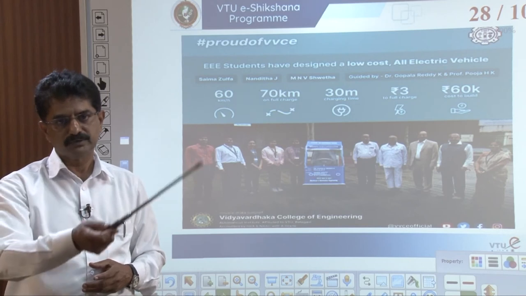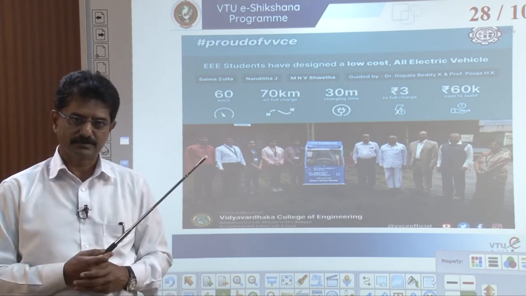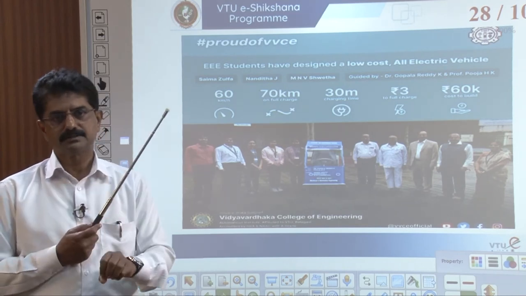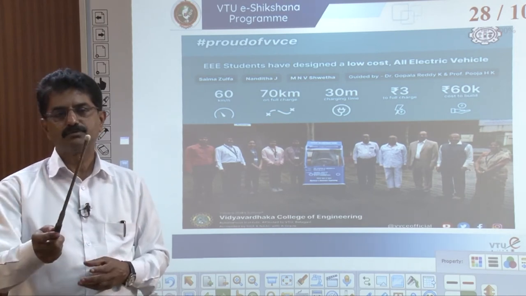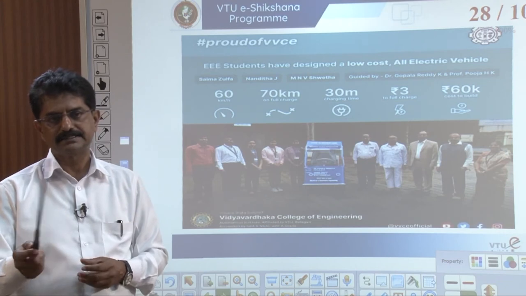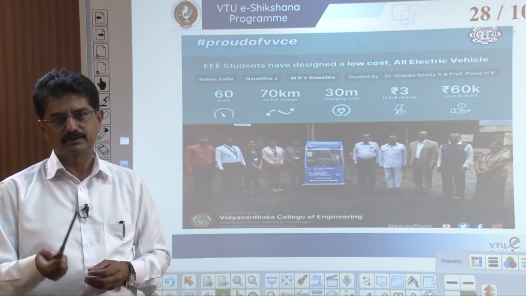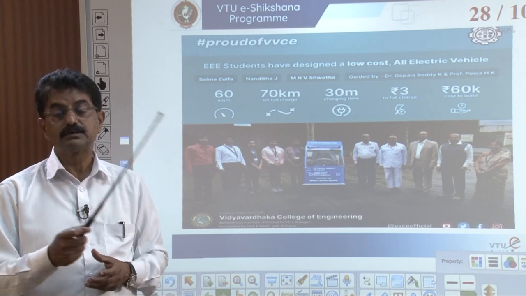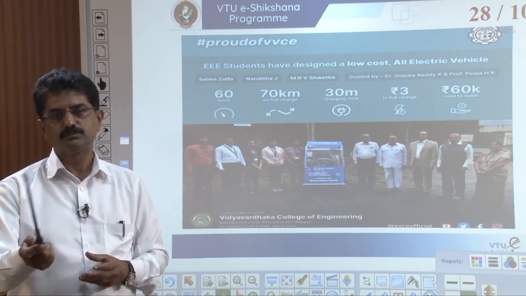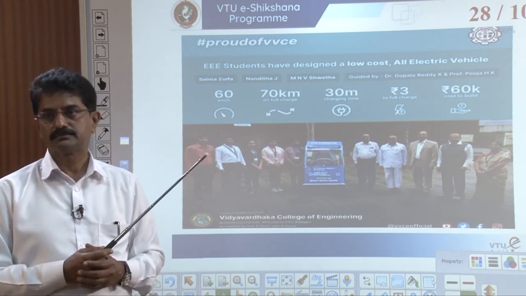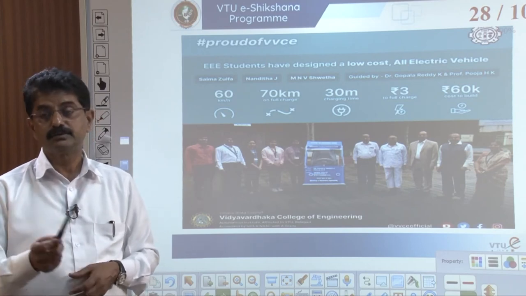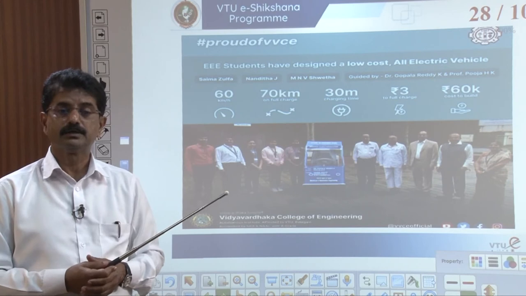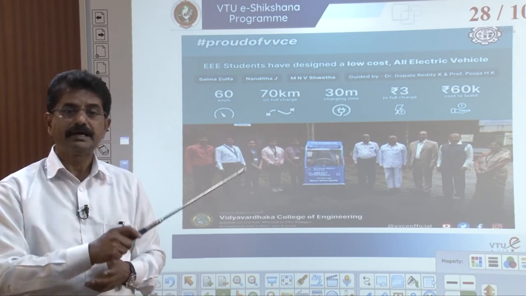The cost of the total vehicle is around 60,000. The important parts used in the vehicle are the lead acid batteries. There are 4 lead acid batteries connected in series, finally giving 48 volts. There is one controller and a 1 kilowatt, 48 volt motor. Regarding current carrying capacity, the motor requires 32 ampere, and the 32 ampere is supplied by the battery.